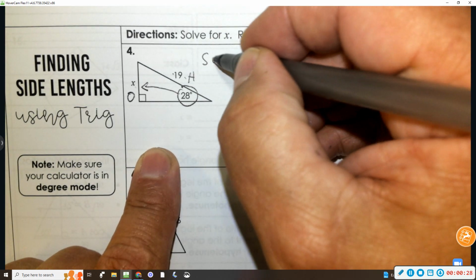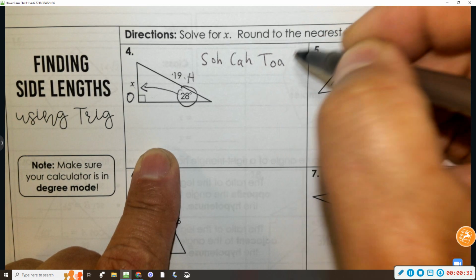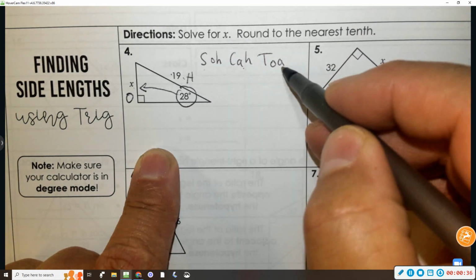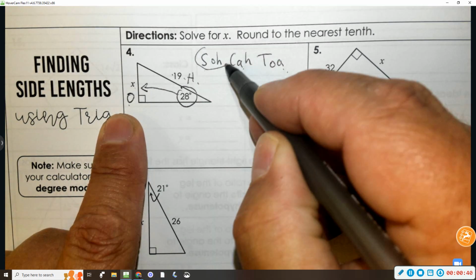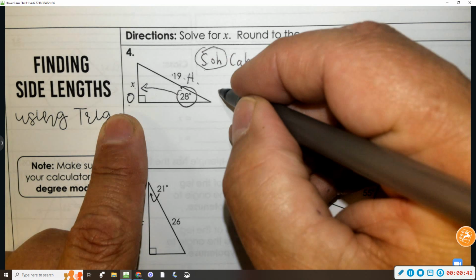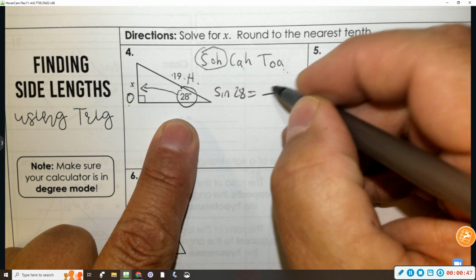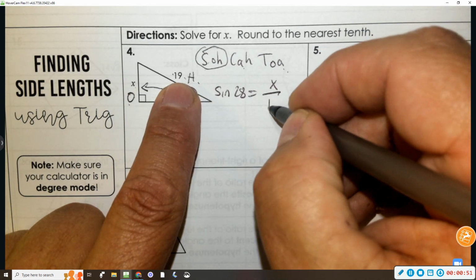Then we're going to write down SOH CAH TOA. Those are our definitions of sine, cosine, and tangent. Which one of these three uses opposite and hypotenuse? So we circle that, and then we write down sine of 28 degrees is equal to, opposite goes in the numerator, and the hypotenuse goes in the denominator.